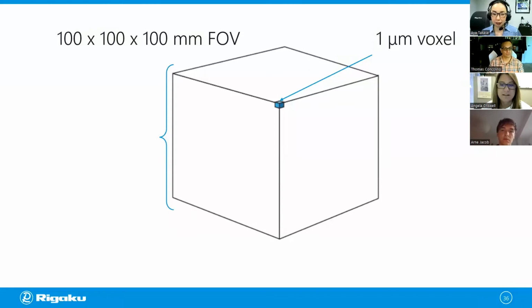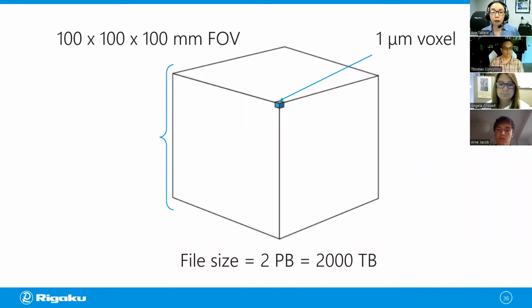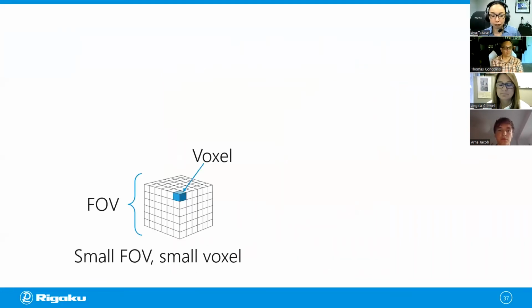Okay. Well, assuming that it's 16-bit depth grayscale, if you actually do this scan, it's going to be 2 petabytes, which is equal to 2,000 terabytes. Apparently, this is way too big to deal with. I wouldn't even be able to save this file. So this is one way to look at the problem, but again, you have to pick 2 parameters to focus on, not 3 of them at the same time.